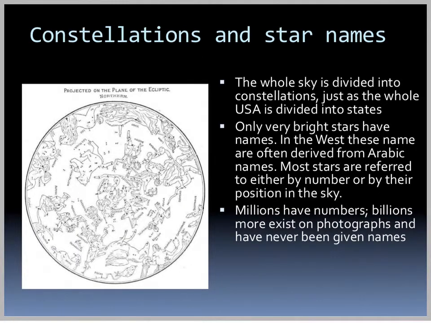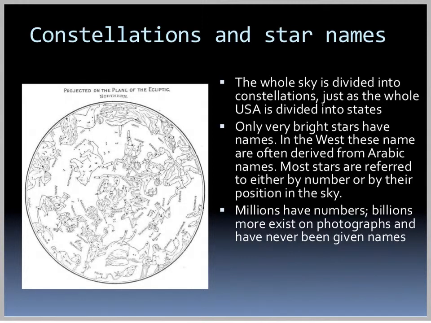So the whole sky is divided into constellations, just like the USA is divided into states. And we use those to say, hey, I saw something in the sky, maybe you should go look at it. And you might ask, well, where is it? Well, it's in the constellation Virgo, so you'll know where to look in the sky.